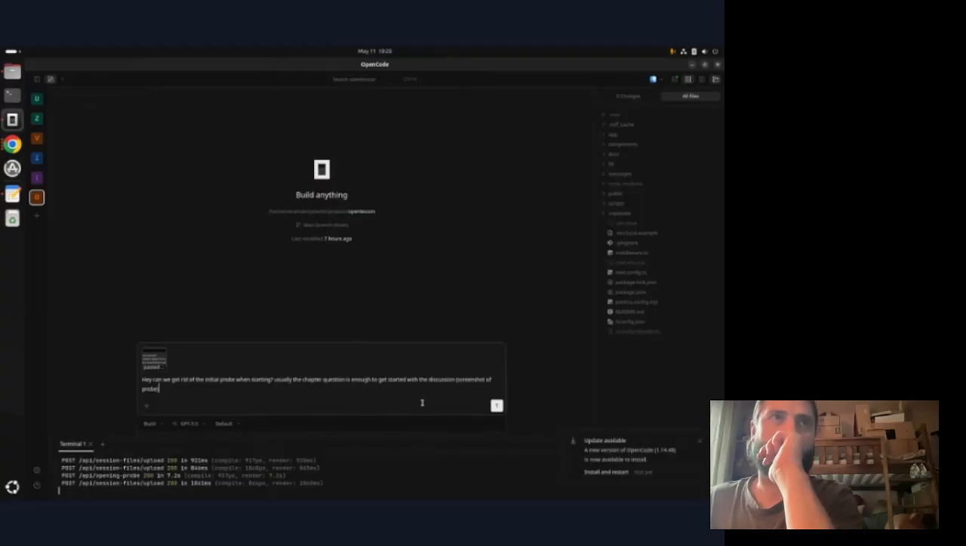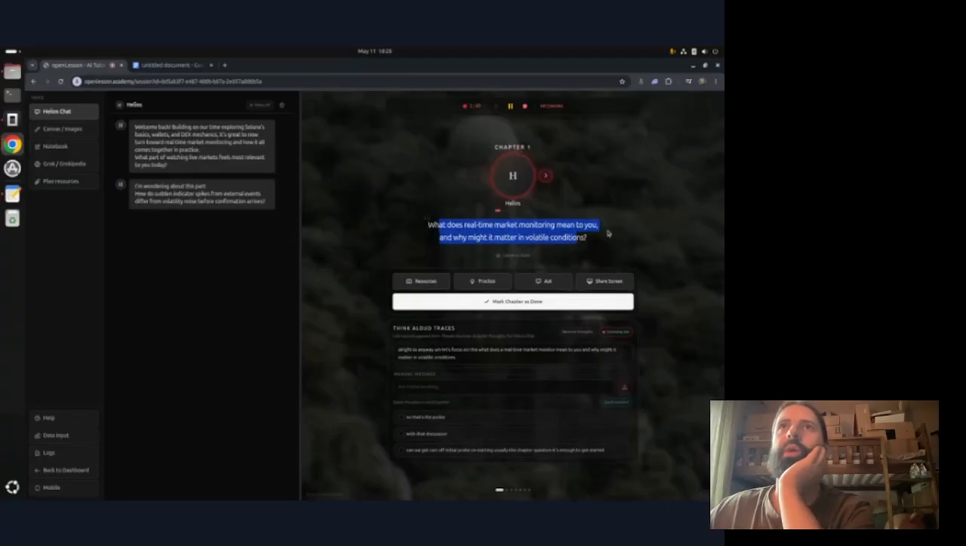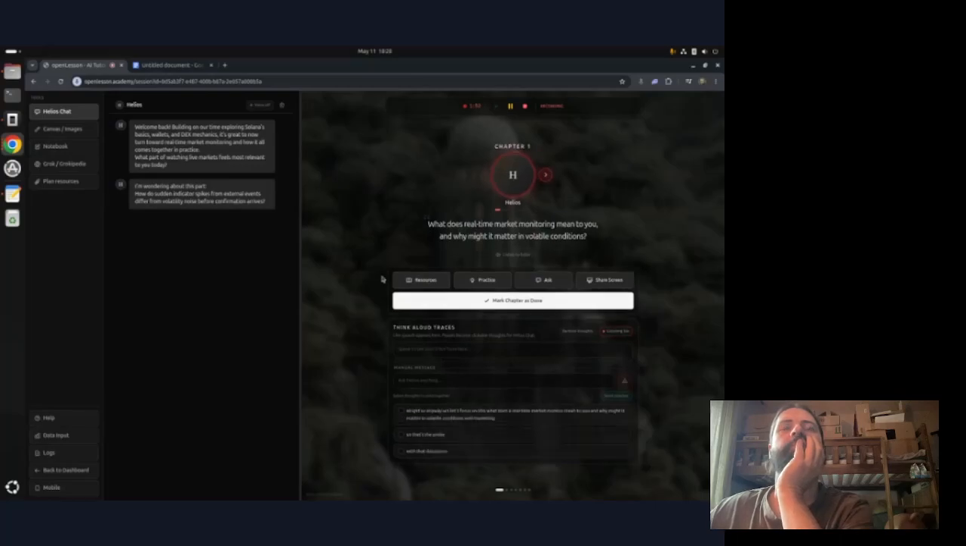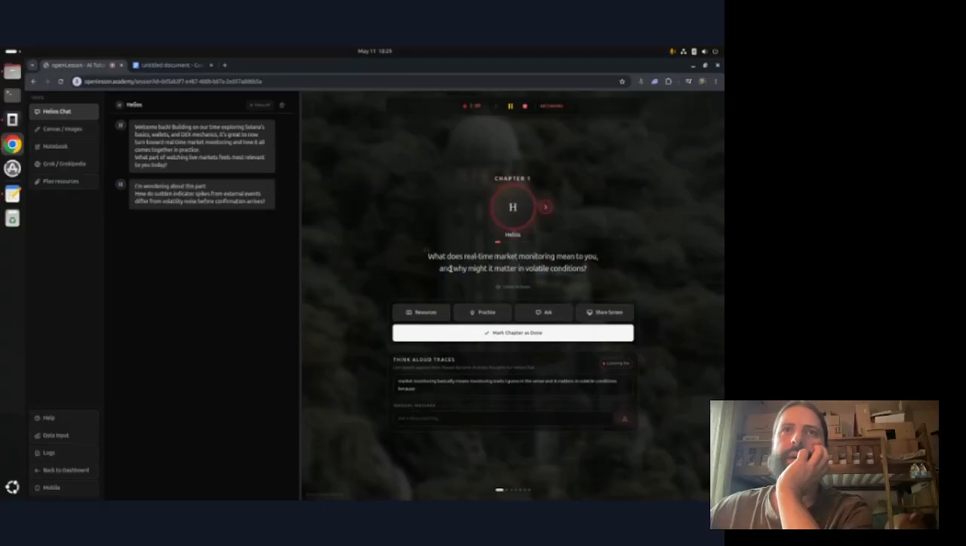All right, so anyway, let's focus on this. What does real-time market monitoring mean to you, and why might it matter in volatile conditions? Well, market monitoring basically means monitoring trades, I guess, and it matters in volatile conditions because you want to react quickly so that you're capturing the right moment to buy and to sell.